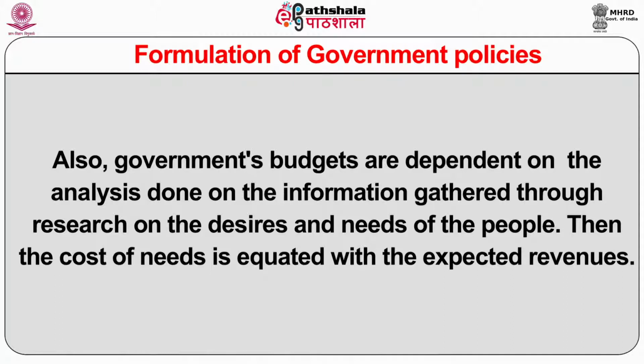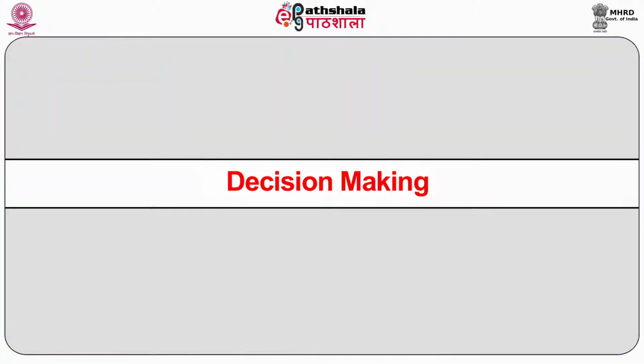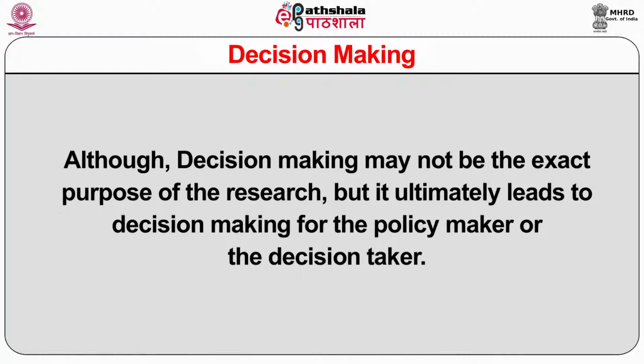Then the cost of needs is equated with the expected revenues. All these estimates of expected costs and expected revenues are done on the basis of research only. Thus, research helps us in devising alternative policies and also examining the consequences of each of these alternatives. Thirdly, it helps in decision making. Although decision making may not be the exact purpose of research, it ultimately leads to decision making for the policy maker or the decision taker. All government and business organizations take their decisions after a careful analysis of the existing circumstances.